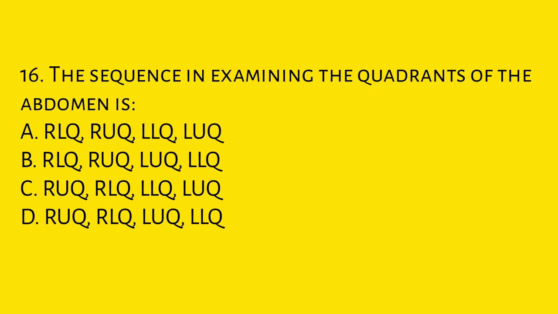16. The sequence in examining the quadrants of the abdomen is A. RLQ, RUQ, LLQ, LUQ. B. RLQ, RUQ, LUQ, LLQ. C. RUQ, RLQ, LLQ, LUQ. D. RUQ, RLQ, LUQ, LLQ. Correct answer. B. RLQ, RUQ, LUQ, LLQ.